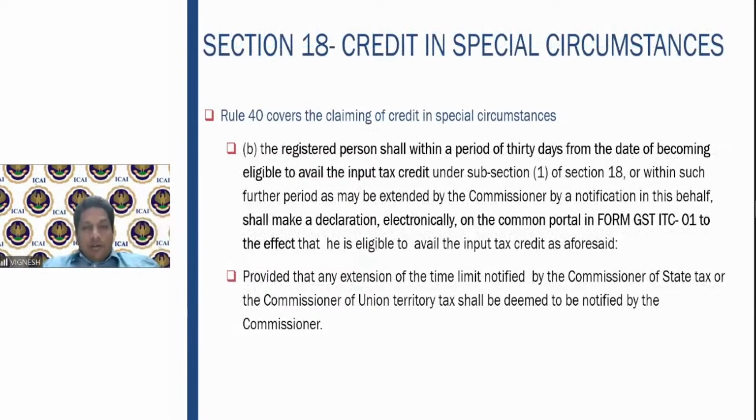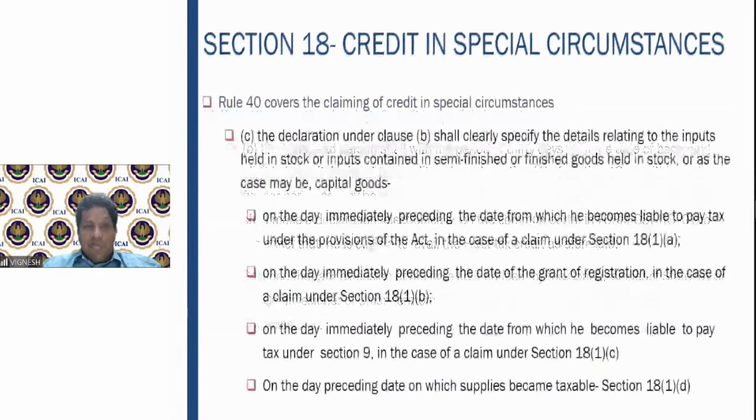Second one, these are the rules for claiming the input tax credit. Because your GSTR 1-2B matching is not happening yet, these are the rules you have to follow. Within a period of 30 days, whenever you become eligible for input tax credit under section 18 subsection 1, if you have delayed that period, you may apply for condonation of delay. Sometimes the delay may be condoned and you can still file it. You should make a declaration electronically on the common portal in GST ITC-01. This is the form which is required to be filed, wherein in the declaration you will mention that you are eligible to avail the input tax credit. Any extension of the time limit needs to be notified by the Commissioner.